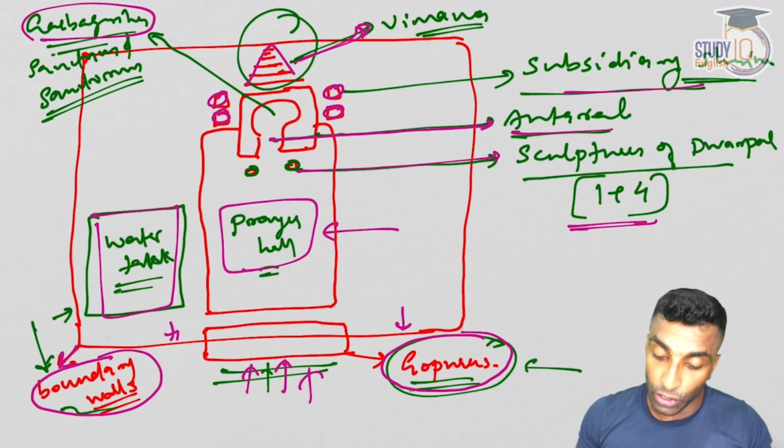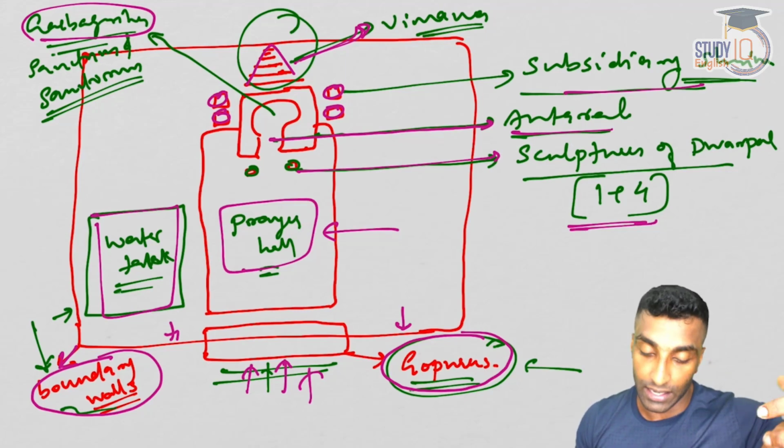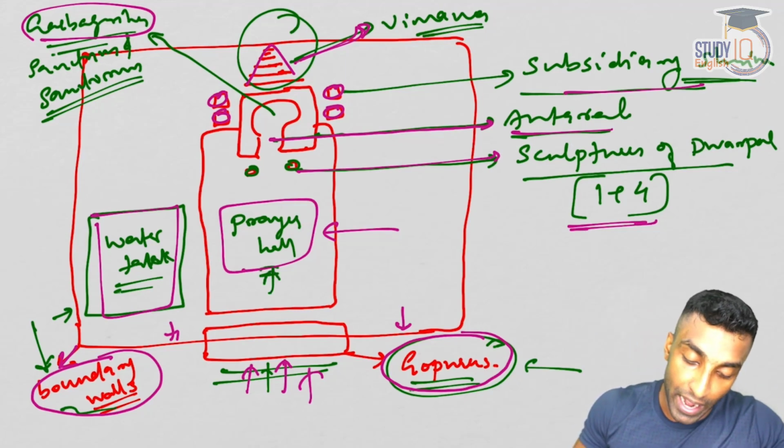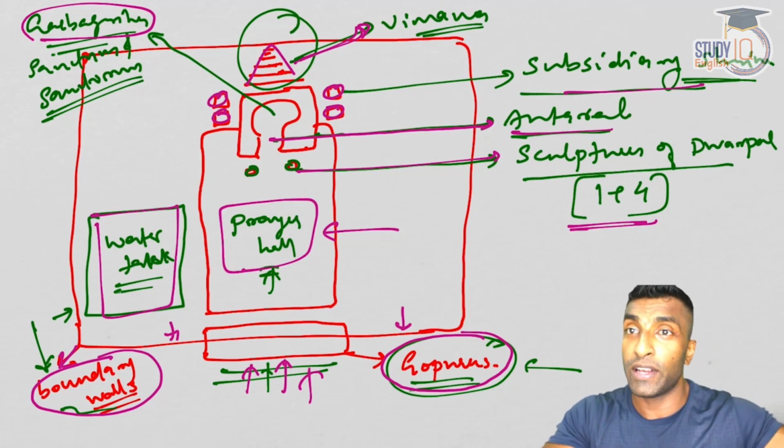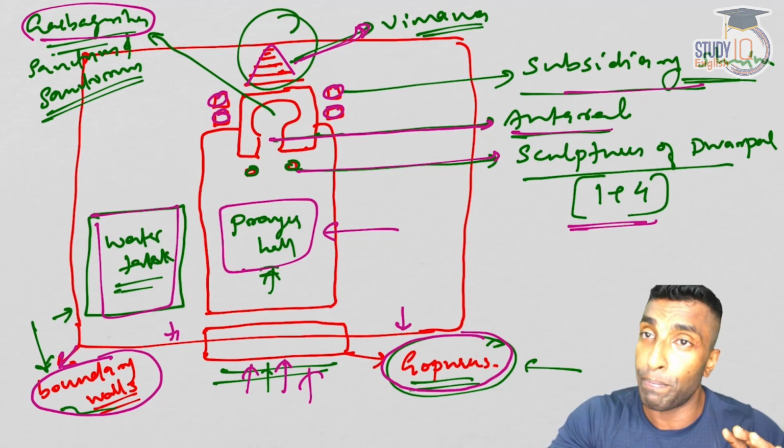And that is known as Gopuras. The gateways are called Gopuras. And then there is the prayer hall. Earlier, the prayer halls were called mandaps. Here, this is the prayer hall.